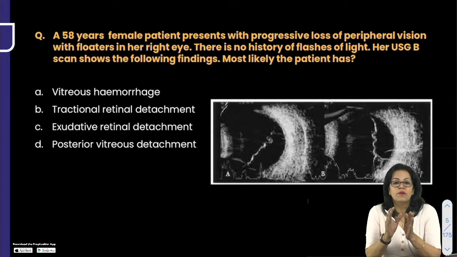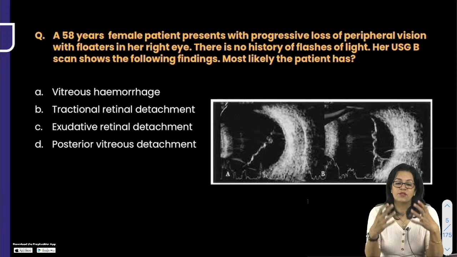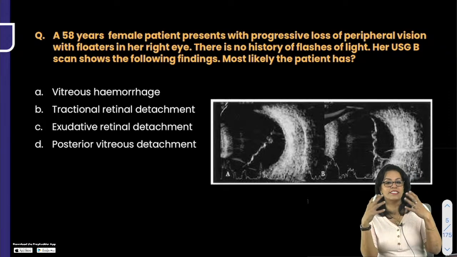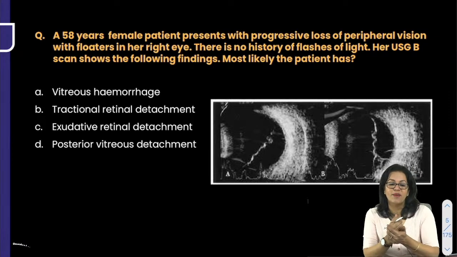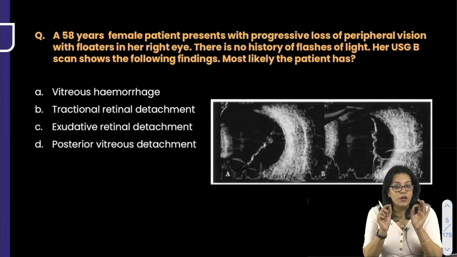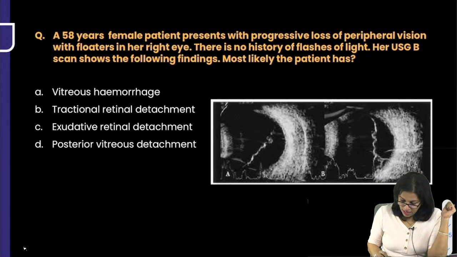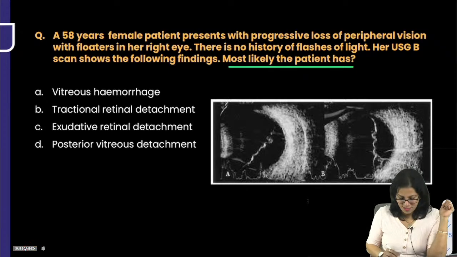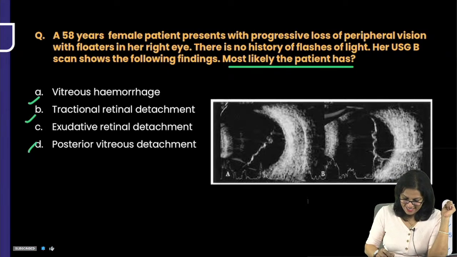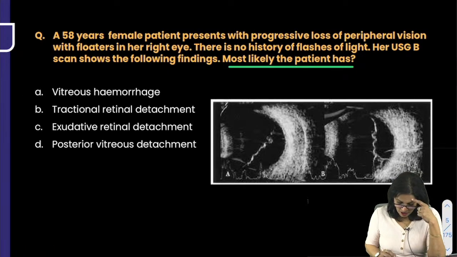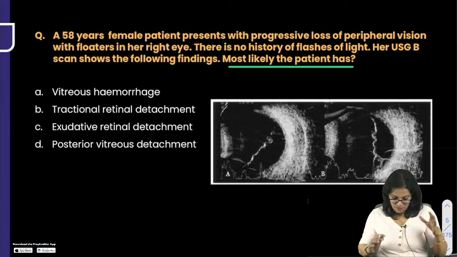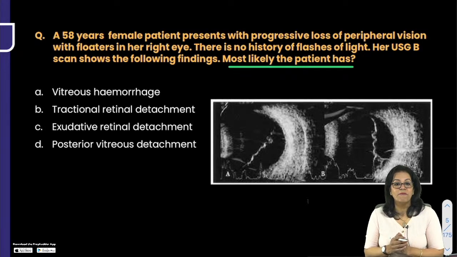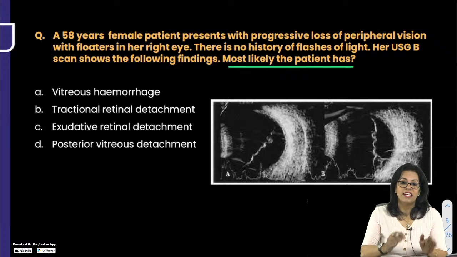Listen to me before you read the question. Whenever you get these types of detailed questions which take so much time to read, you have already lost the game if you take too much time there. So quickly first see the last line, most likely the patient has, but a smarter step is to look at the options first. When you look at the options here, vitreous hemorrhage, retinal detachment, we are talking about something related to a vitreous finding. Then now we will read the question.